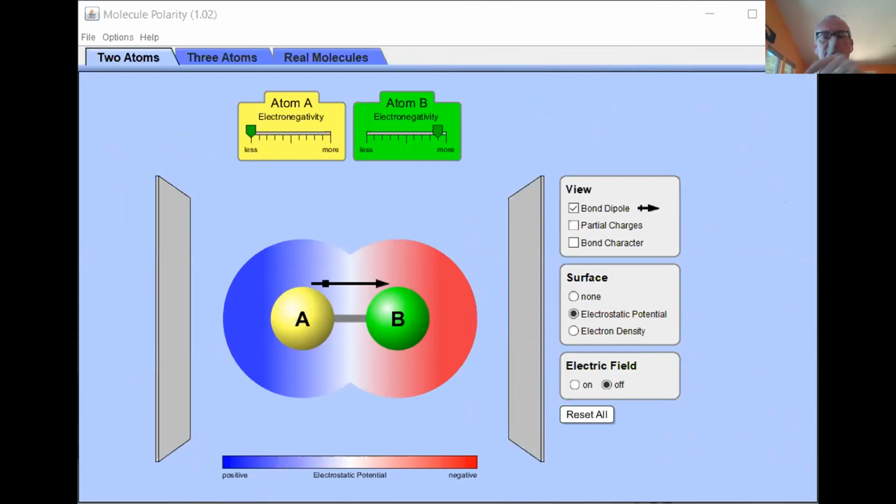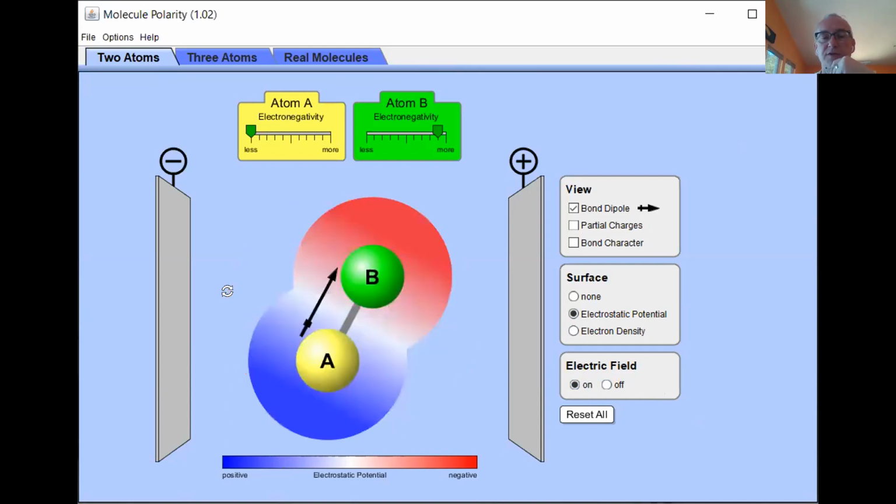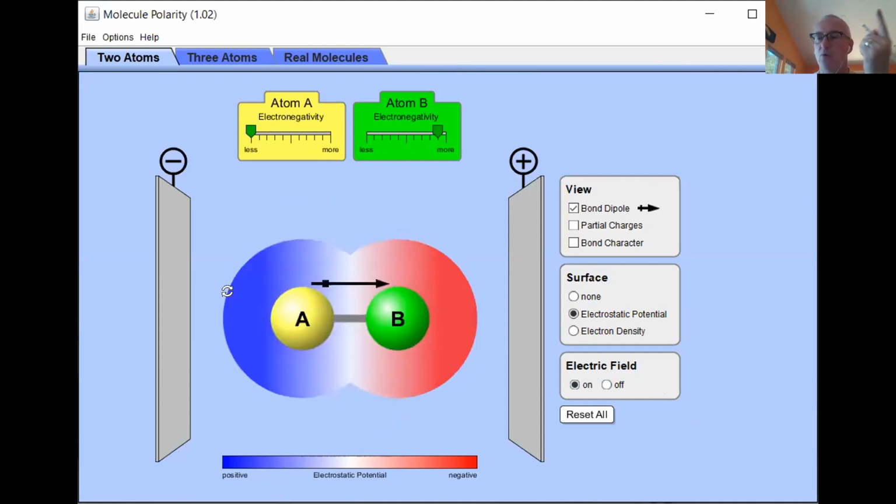So basically what we want you to do here is change the relative strength of atom A and atom B. Have a look and see what it does to the bond dipole. And then watch what happens when you turn on the electric field. When you turn the electric field on, it shows you how that molecule will then orient itself. Now what you can do is move this so that it points the other way, and watch what happens. That will only happen for a molecule that has a dipole moment.